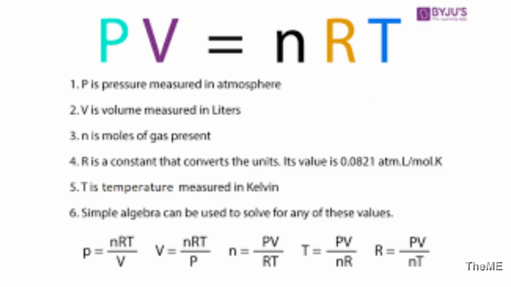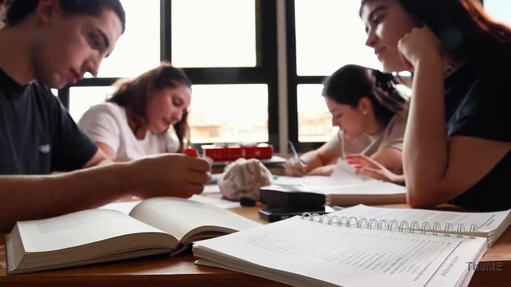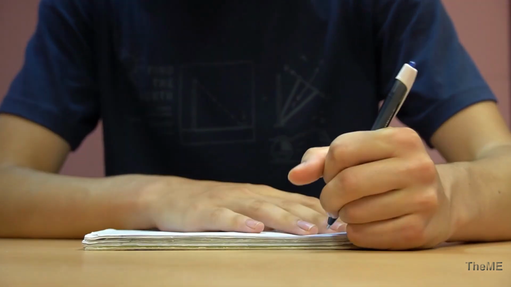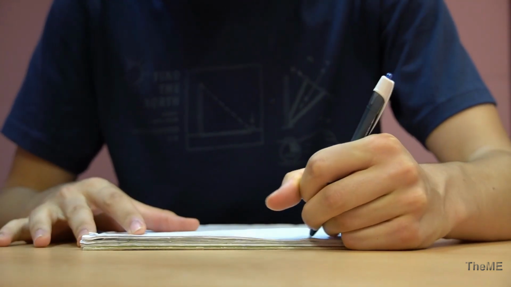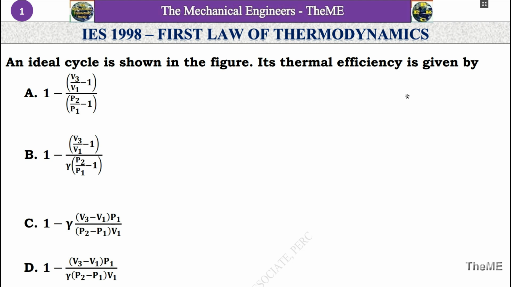Today we are going to solve an interesting thermodynamics numerical asked in IES 1998. This question is very important because it combines the first law of thermodynamics, ideal gas relations, and thermal efficiency of a cycle. If you understand this single problem clearly, many GATE, ESE and competitive exam questions become very easy. So let's start. Now we will look into the problem statement.